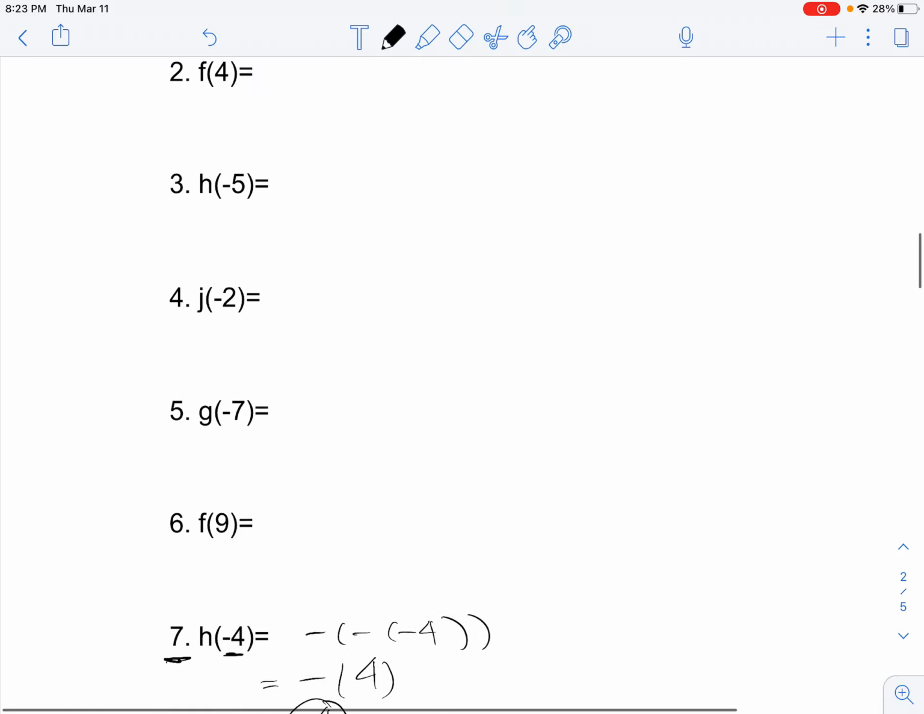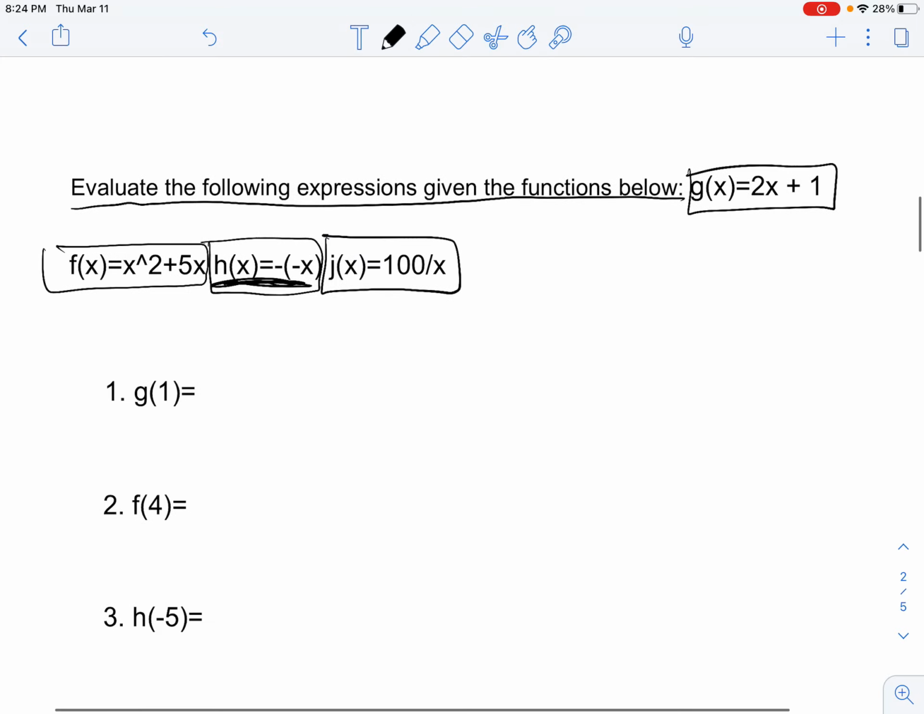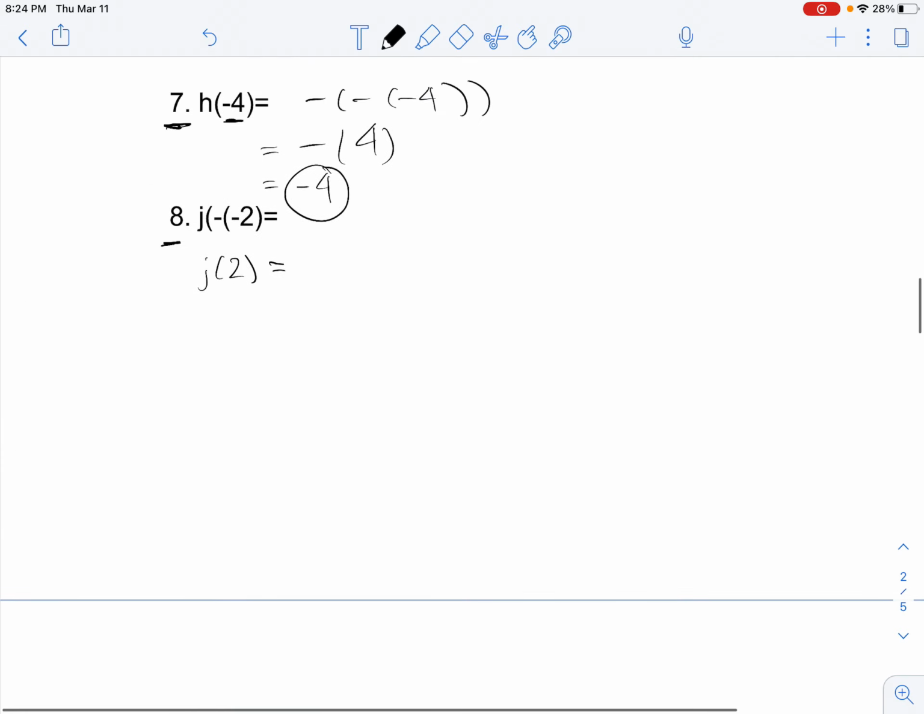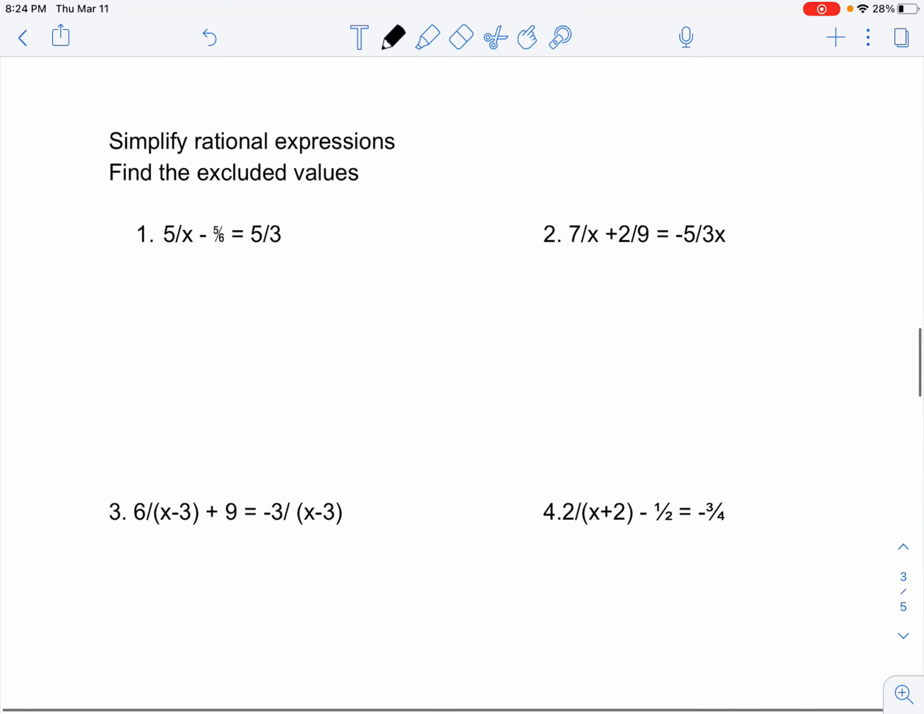Let's try j. Let's try number 8. J of negative negative 2. Now, negative times negative is a positive, so you can just say that j has an input of 2. If we look at our formula, we can see that jx is equal to 100 divided by x. So we just have to do 100 divided by x. And since we know that x is equal to 2, we can substitute that value, and we get 50 as a result. Moving on.